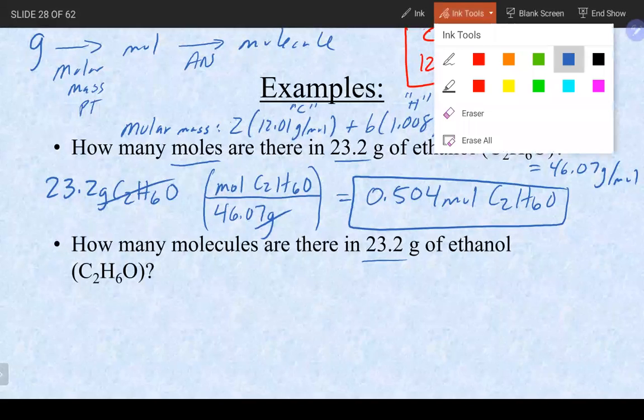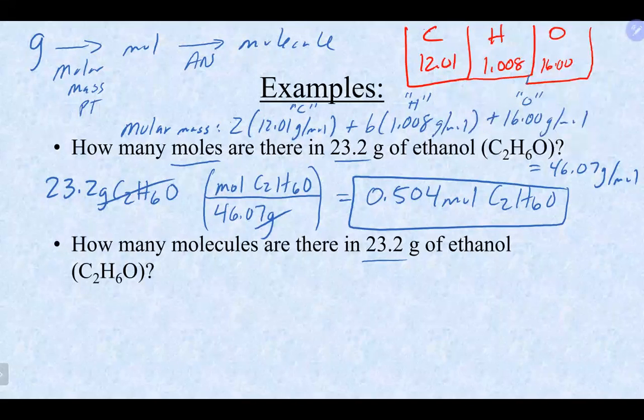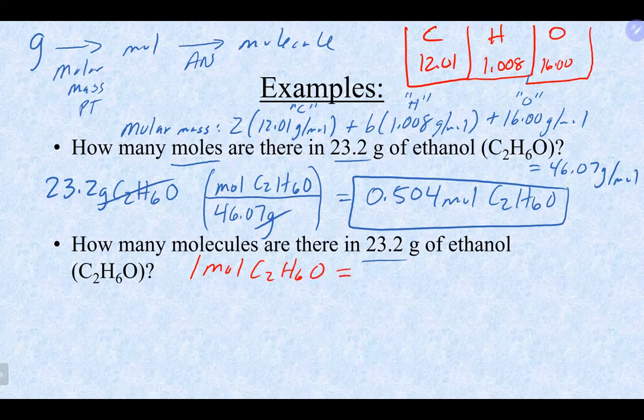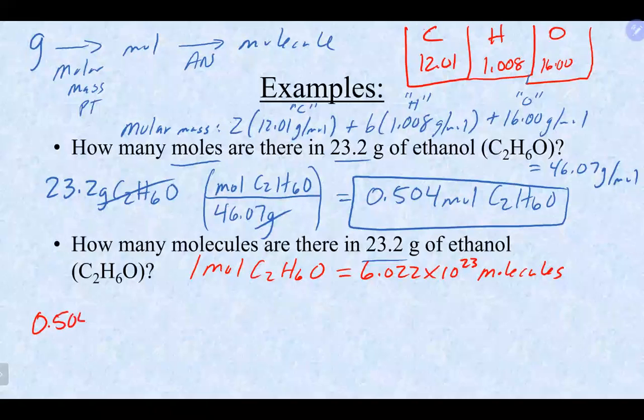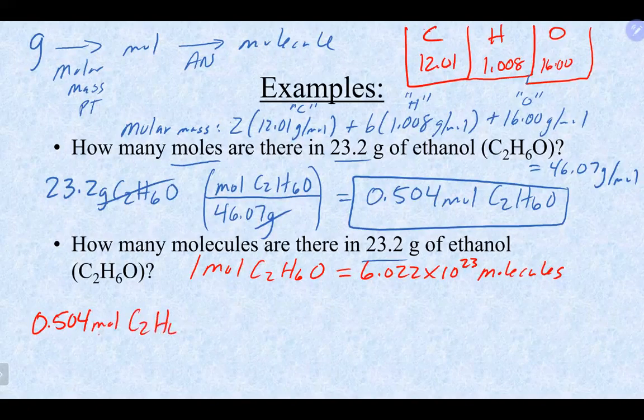So continuing on with our calculation here, we know that we need to use Avogadro's number, which is 1 mole, in this case, of C2H6O would equal 6.022 times 10 to the 23. And these would be molecules, as that is a molecule. So that is the units that we would use here. And we will continue on with our number here. We'll use our rounded number here, 0.504 moles of C2H6O.